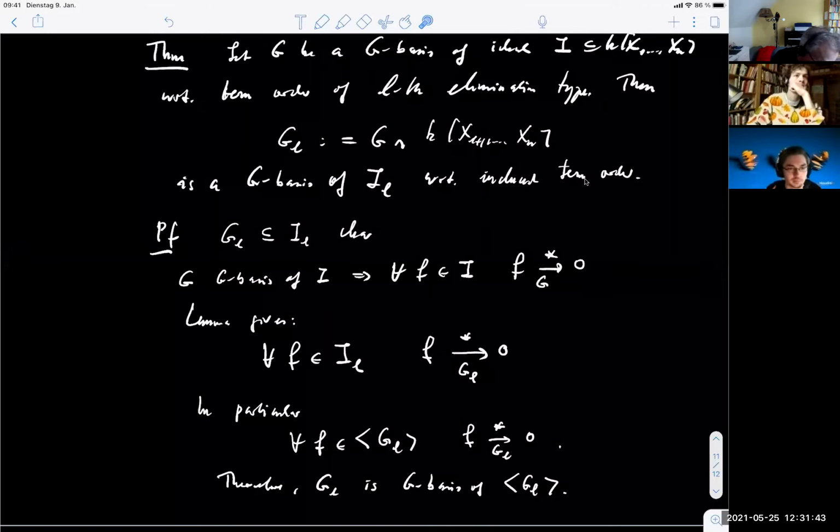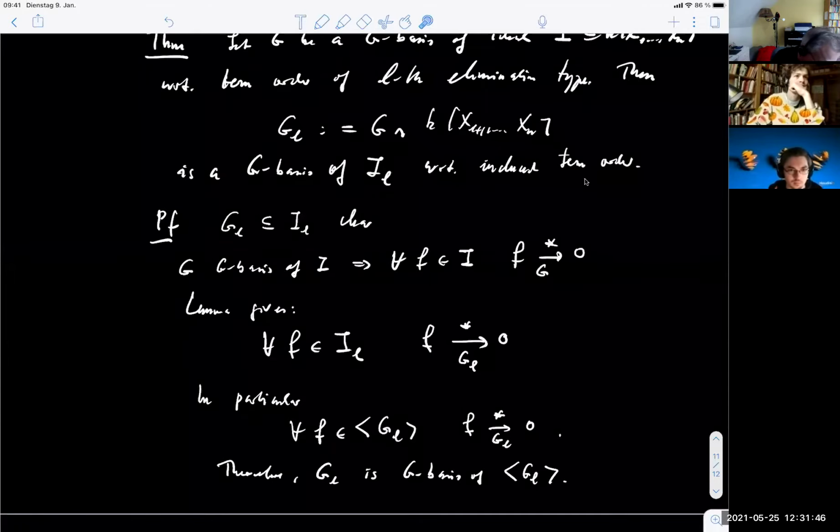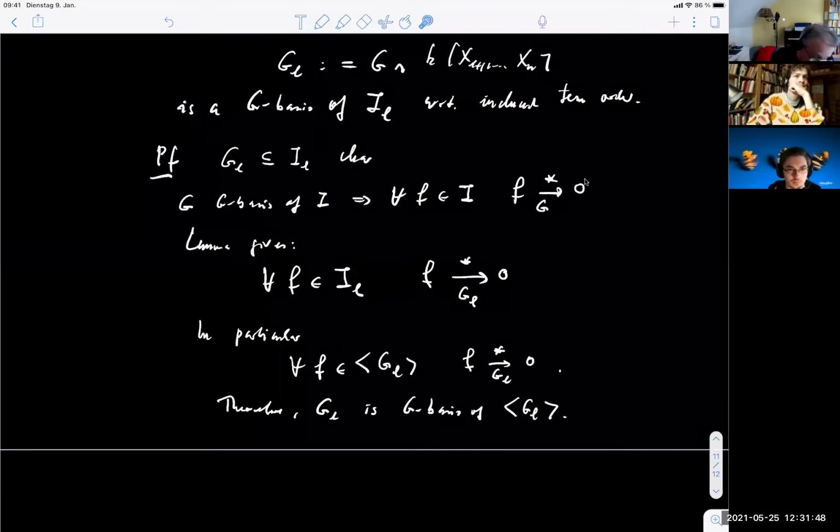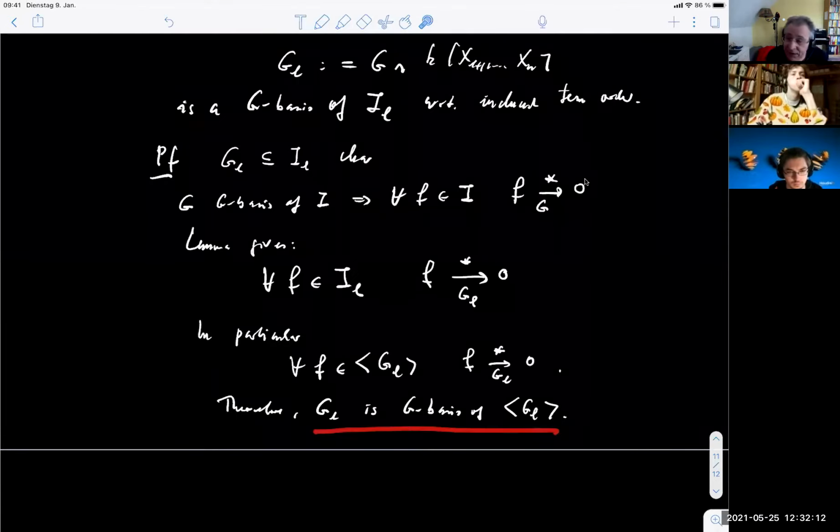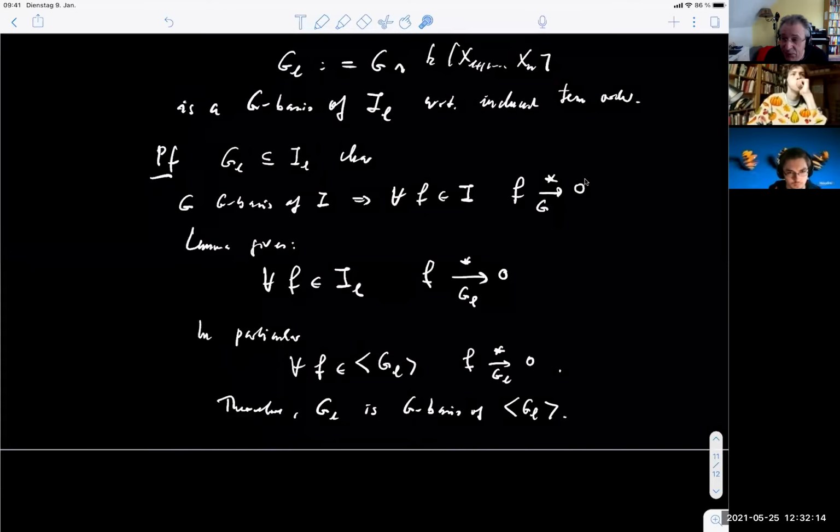Then, what did I do? The last thing I showed is that GL is a Gröbner basis of the ideal generated by GL. And I think that's where I was interrupted. I argued that every element F of this ideal generated by GL reduces to 0 mod GL. And therefore, by our general criteria about Gröbner bases, I know this. Okay, this is a characterizing property of the Gröbner basis. Not one that is easy to test, but it characterizes.